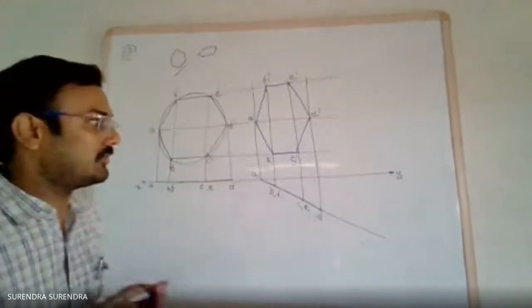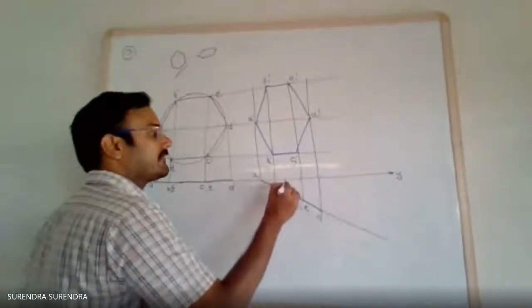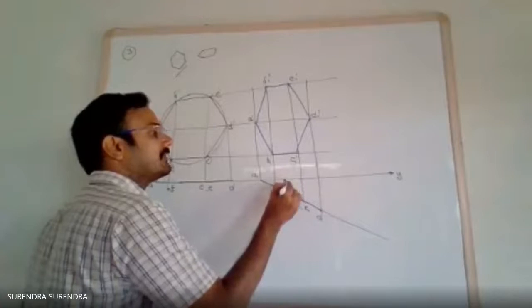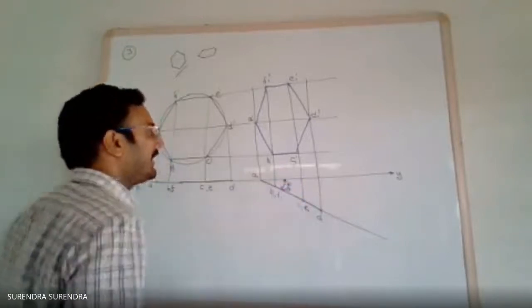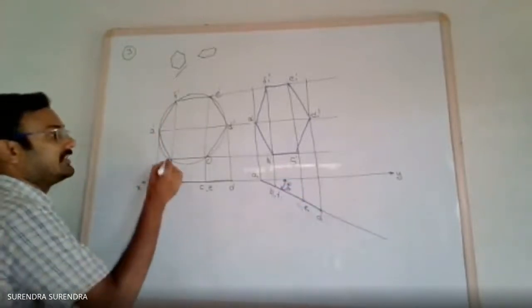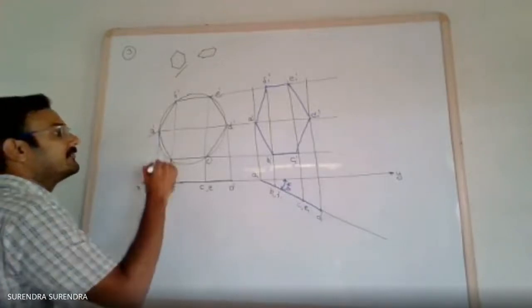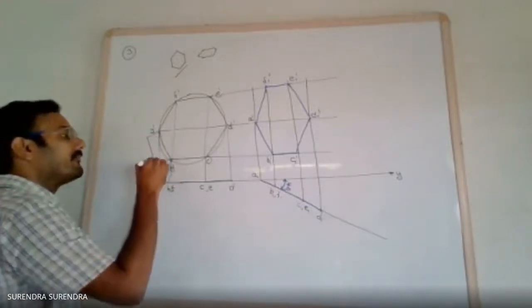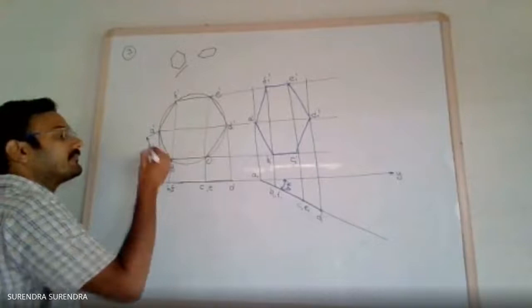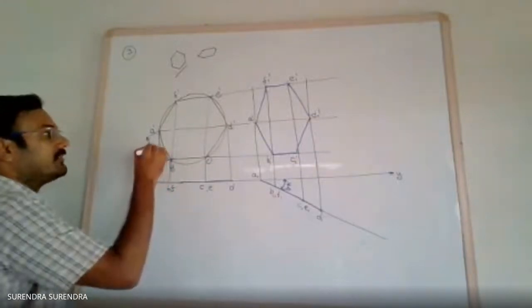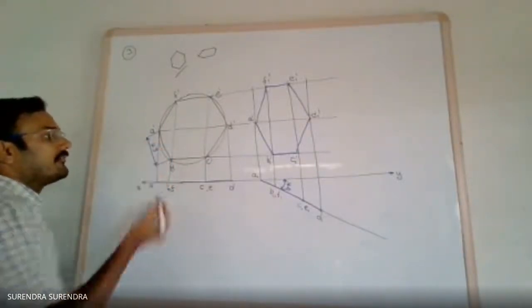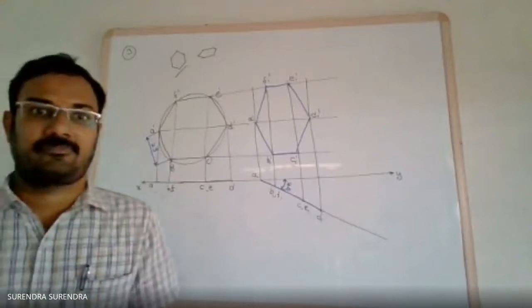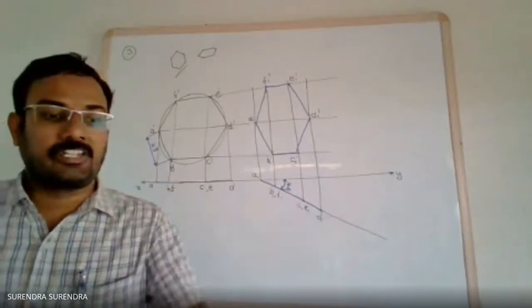Coming to dimensions, only 2 dimension values are given. The inclination of the line, 40 degrees, and the side of the hexagon, any one side, 25. So we completed the second problem.